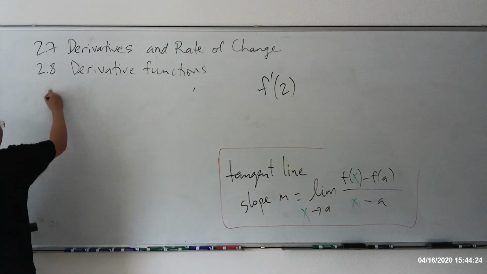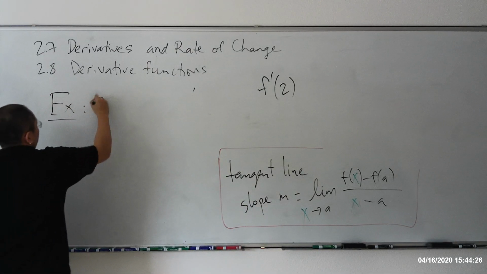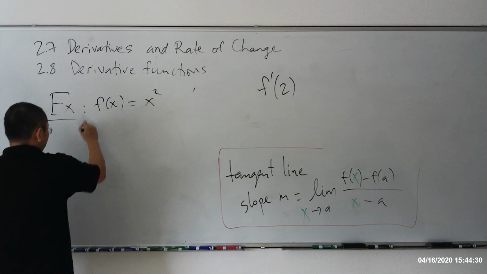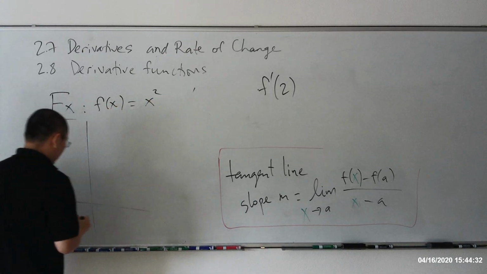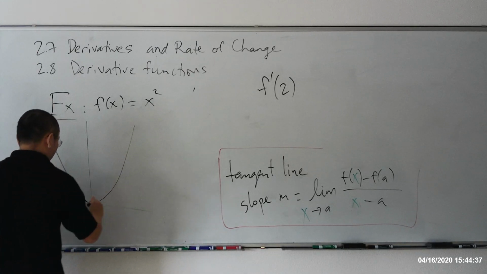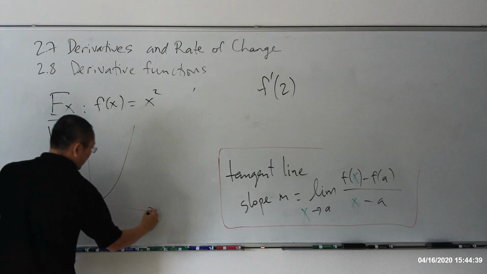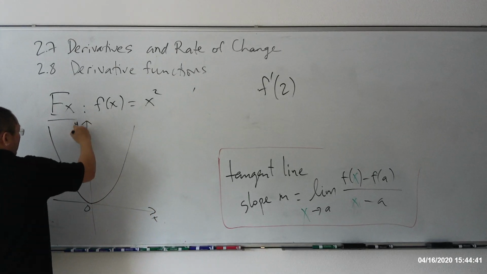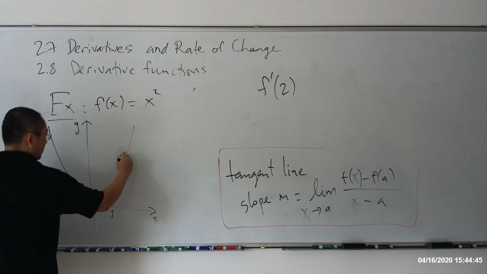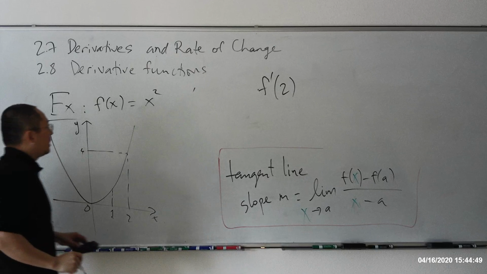Example. Say f of x equal to x squared. Let me show you the graph as well. The graph of this one is going to be like this. You know this is a parabola. So the origin right here, the vertex, x-axis right here, y-axis right here, when x equal to 1, 1 squared is 1, x equal to 2, 2 squared is 4.